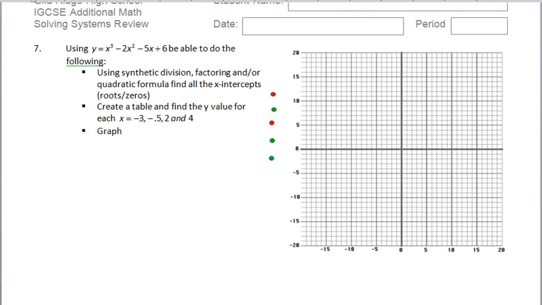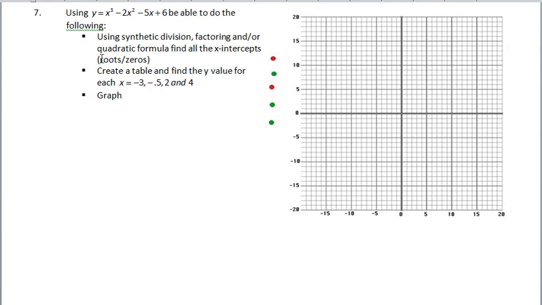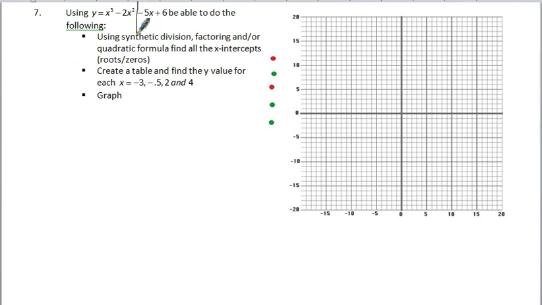Here we go. All right, so now we have our cubic function. Always fun. First we're going to use synthetic division, or factoring, or the quadratic. So first let's see if we can factor it. Let's cut it in half. What they have on this side is x squared, leaving us with x minus 2. And I don't see anything on this side that will leave us with that. So we can't factor. So we're going to have to do our synthetic division to find our first factor.